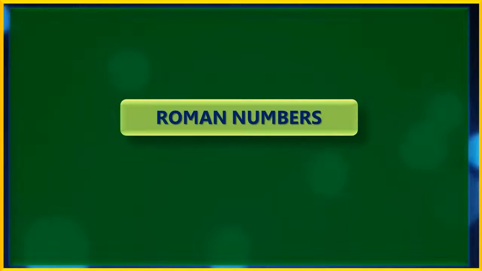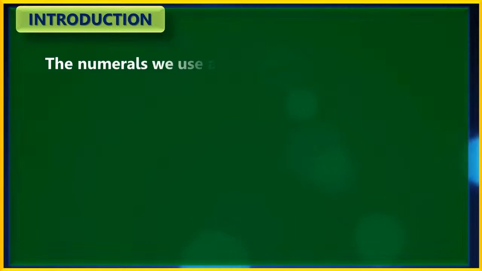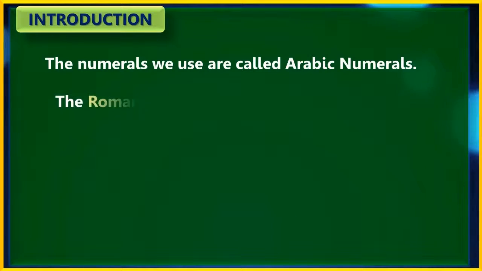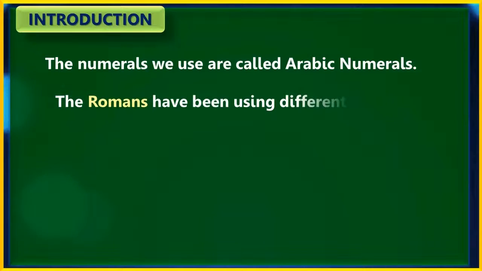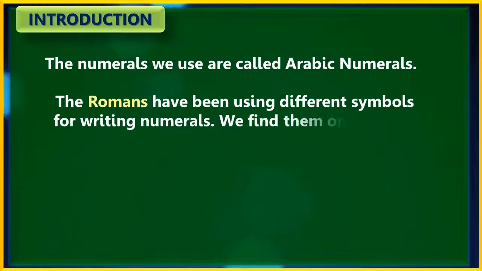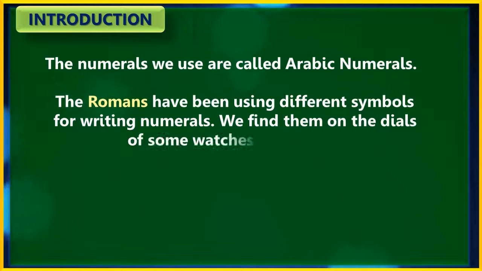Roman numbers. Introduction. The numerals we use are called Arabic numerals. The Romans have been using different symbols for writing numerals. We find them on the dials of some watches and clocks.